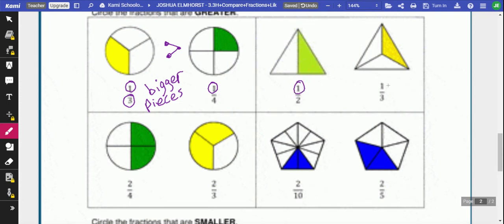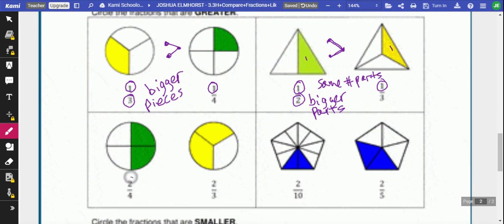So this is same size pieces, same number of pieces, same number of parts. There's 1 and 1, but this one is only cut up into 2 pieces. So these are bigger. These are bigger parts. So 1 out of 2 is going to be greater than the triangle. So 1 out of 2 is going to be bigger than 1 out of 3.